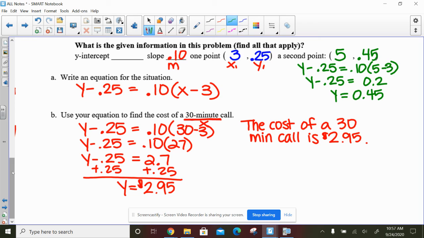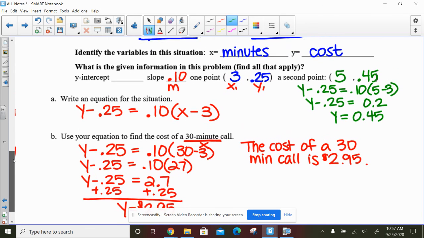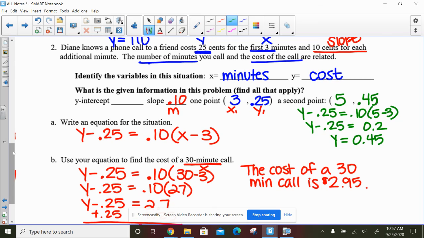And then your y-intercept is what it costs to talk for 0 minutes, basically. This is just saying, regardless, you're going to pay 25 cents. So if I plug in 0 for X, my y-intercept is 0.25. The first 3 minutes, that's 25 cents, period. You can talk for 10 seconds, it's 25 cents. Okay, so I'm going to let you work through the problems now.